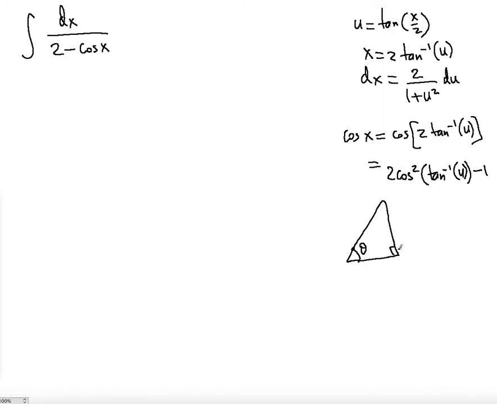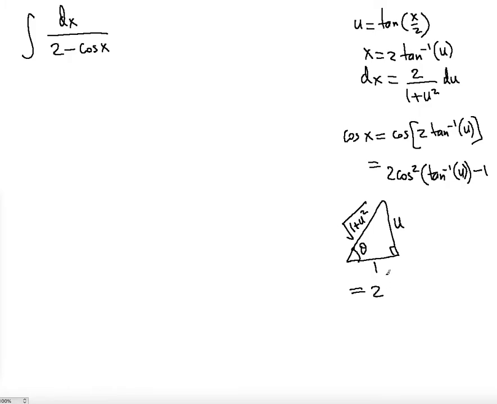But there's only u, right? But u over 1 is also u. So the opposite is u and the adjacent is 1, so the tangent of theta is u. Now what is going to be the cosine of theta, of this arctangent angle? The cosine is adjacent over hypotenuse. The hypotenuse can be found by using the Pythagorean theorem: the square root of 1 squared plus u squared, which is the square root of 1 plus u squared. So the cosine is 1 over the square root of 1 plus u squared.